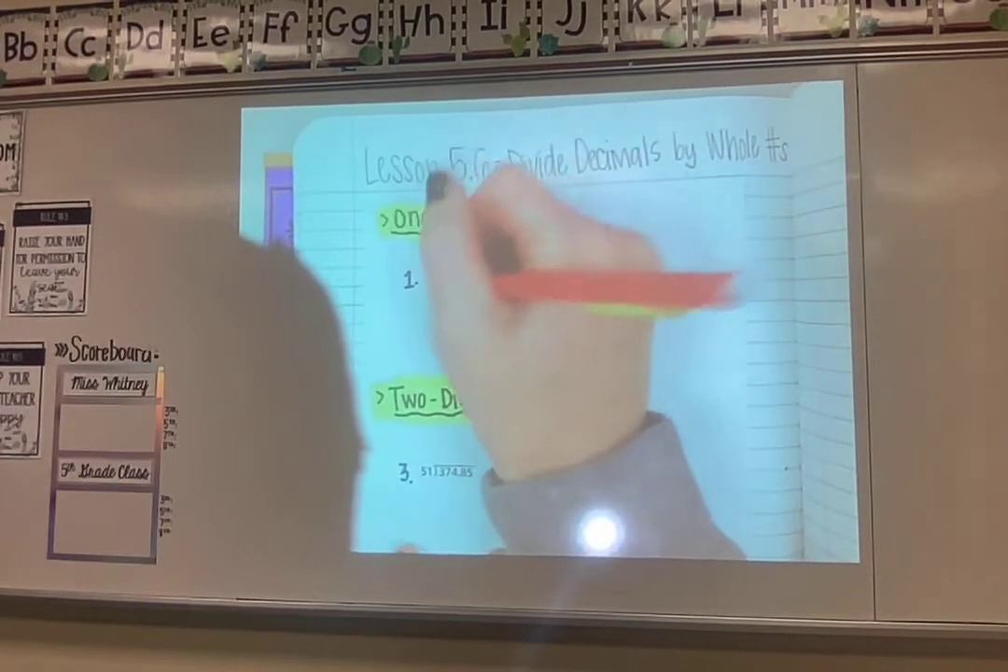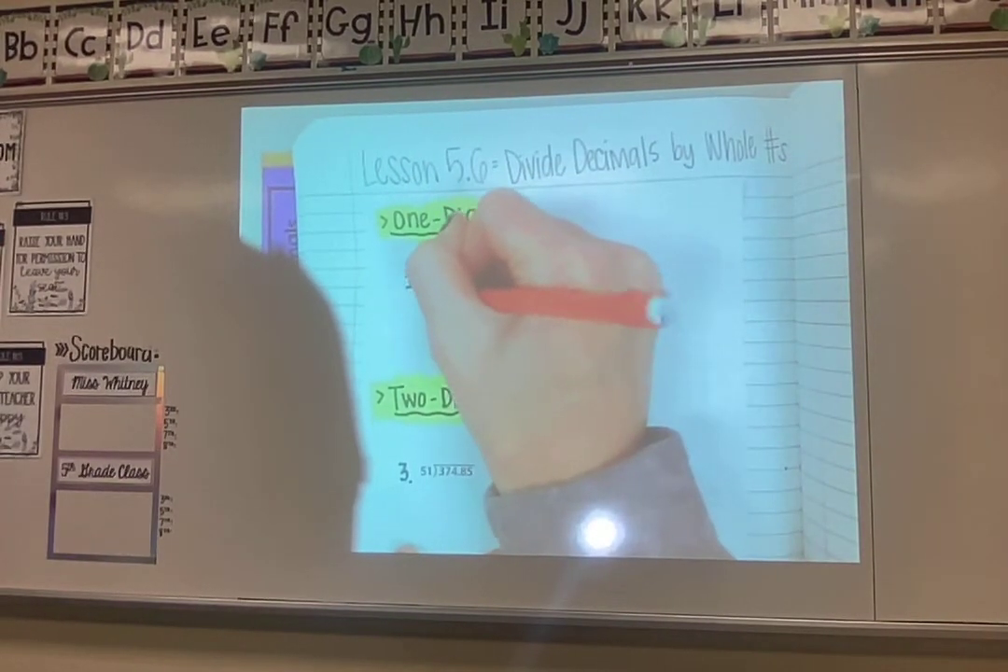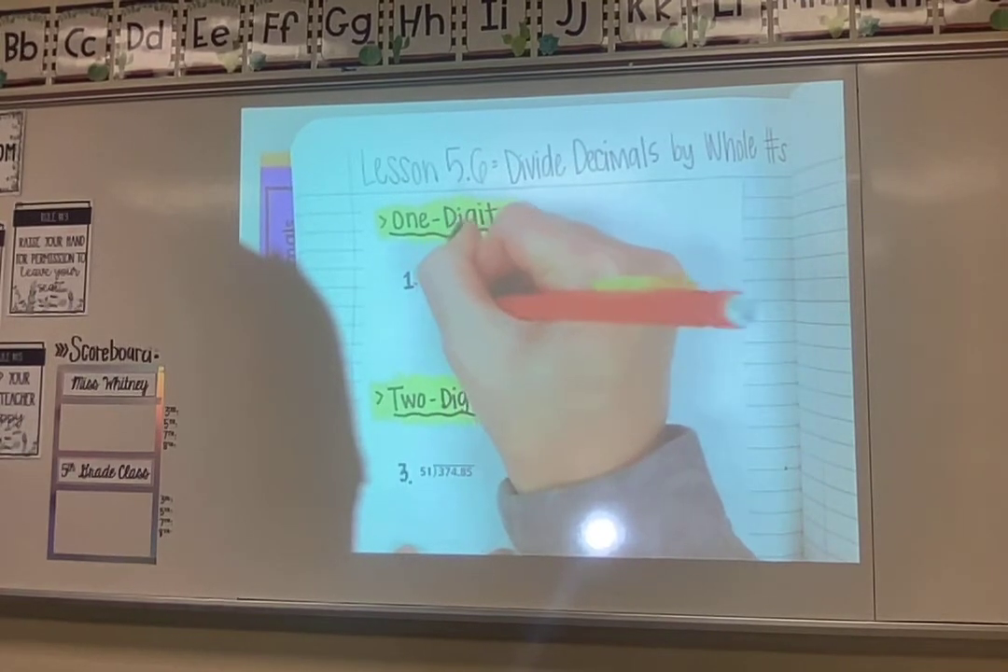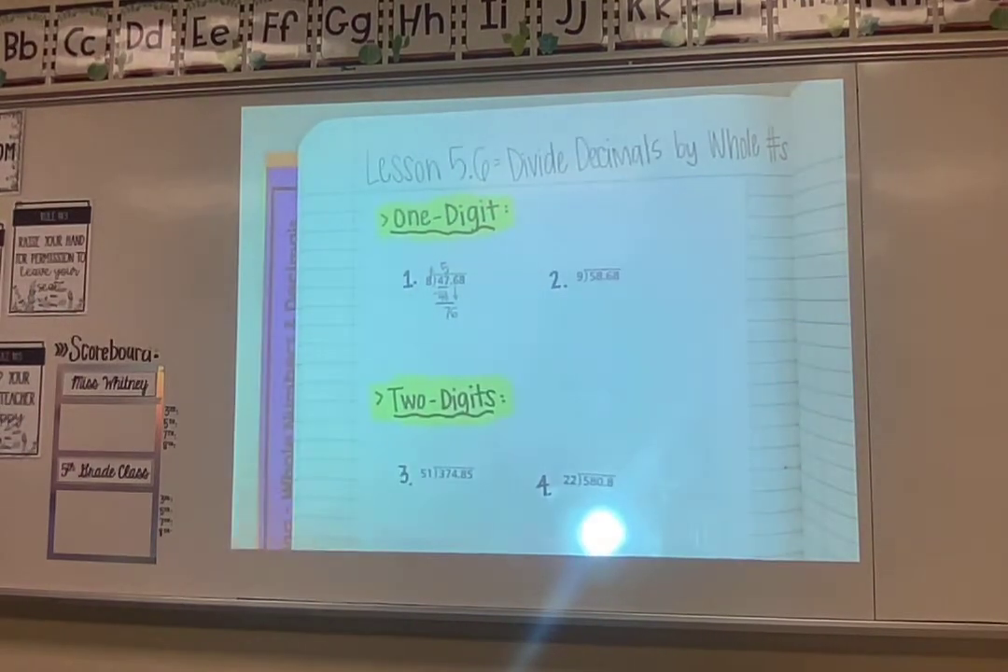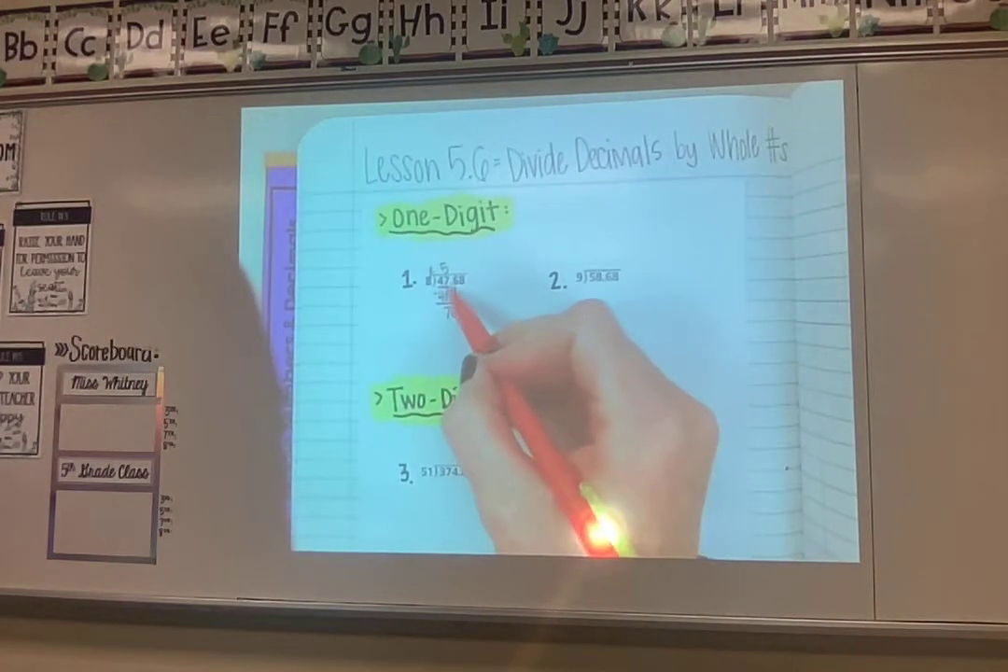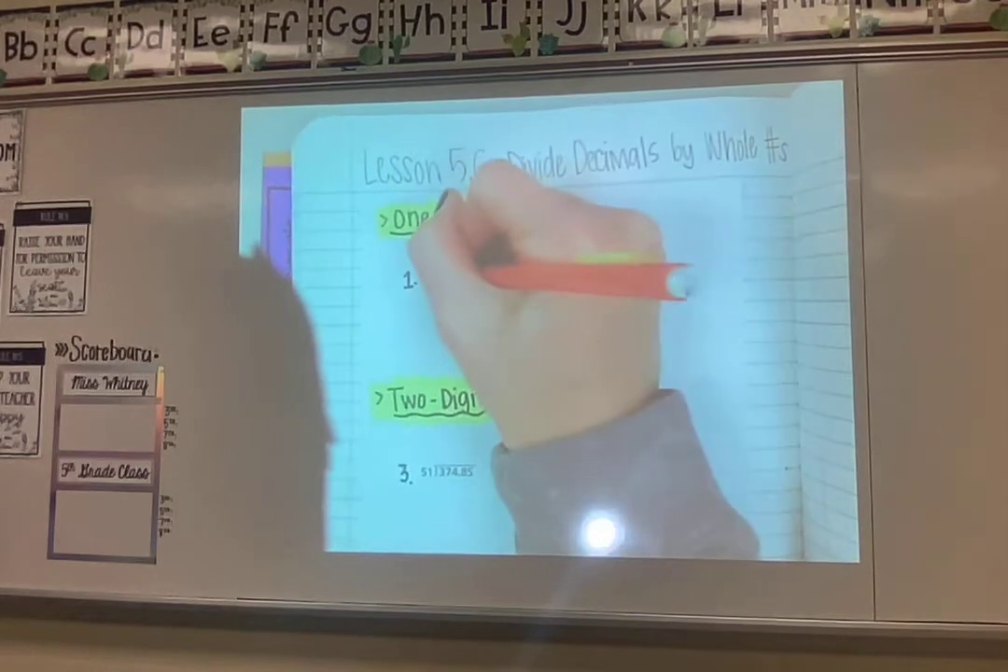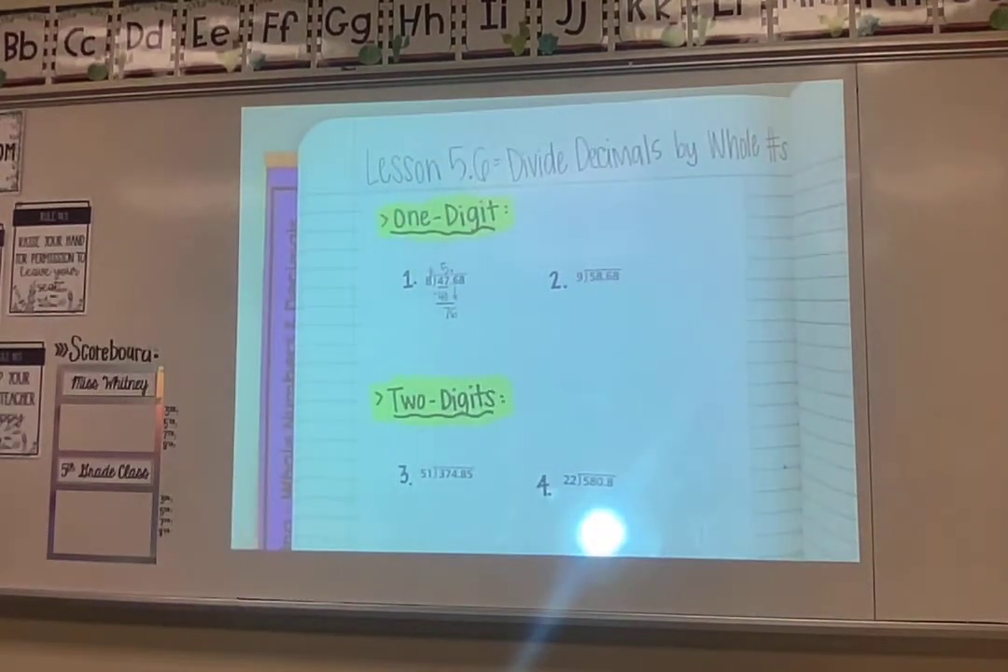Now I multiply. 8 times 5 is 40. Subtract, that would be a 7. And I bring down the next number. Now, as I brought that down, you'll notice I passed the decimal. I'm on the other side now. When I pass it, I put my decimal point up there. Then I just keep right on going like normal.